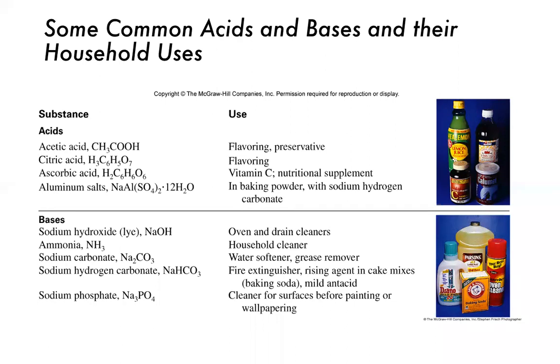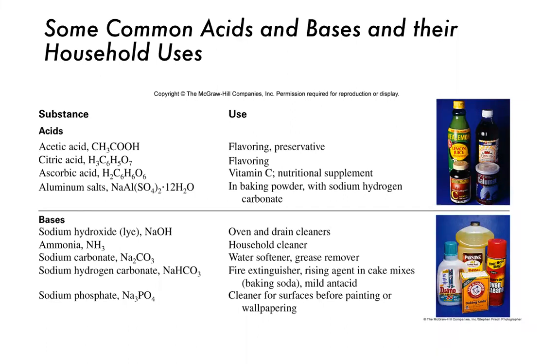Bases then, so some of them are like sodium hydroxide. So this is in oven and drain cleaners. They're also important in lye solutions, which can be used to make traditional soaps, which is why soaps are a little bit basic, but generally the concentration is very low if the soap has been made correctly. Ammonia is used as a household cleaner. It's also used a lot in fertilizer manufacture, although that's not really a household use. Then sodium carbonate is used as a water softener or grease remover.